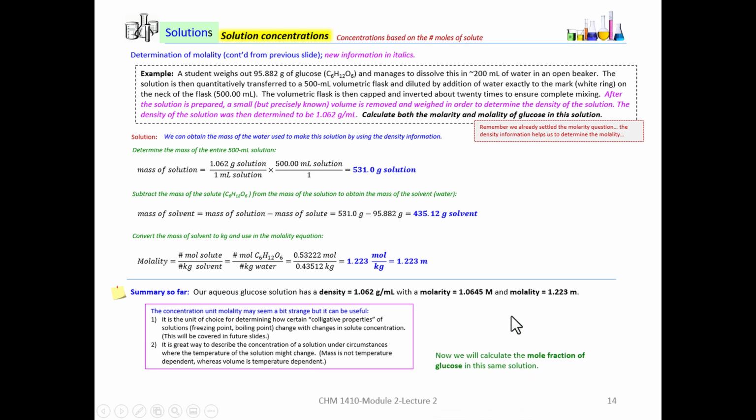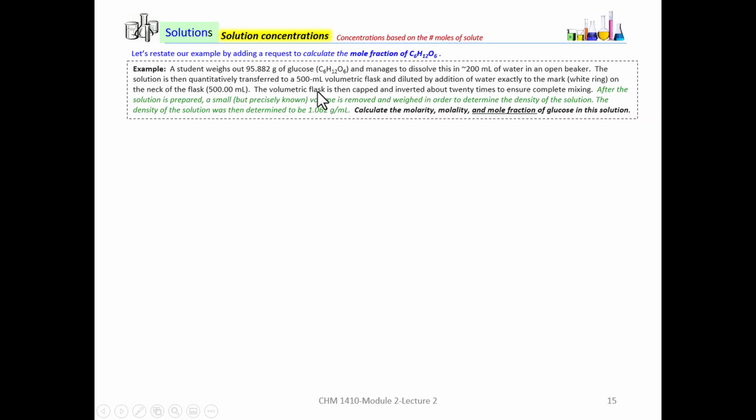However, molarity will, because the volume of the solution will change when you change the temperature. Let's now move on to calculating the mole fraction of glucose in this same solution. So I've restated the situation here. The density information is now in green, and our job is to calculate the molarity, the molality, and the mole fraction of glucose in this solution. We've already done the first two, so we'll concentrate on calculating the mole fraction.